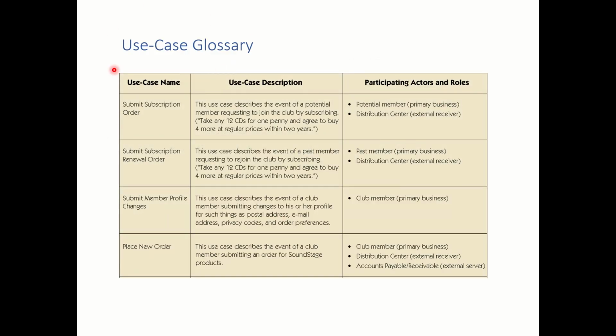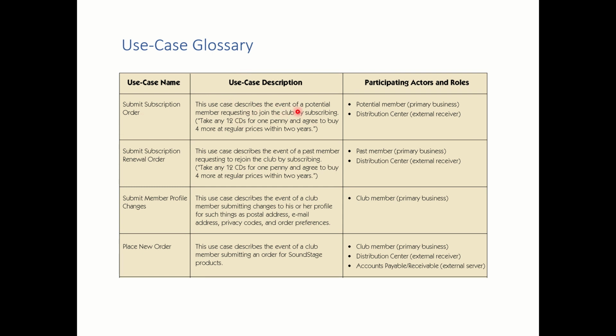Now this is what I told you about. This is nothing but the use case glossary. In the use case glossary, you will have all the information. Say you are coming out with an order use case, so submit subscription order is your first use case. Submit subscription renewal order is your second function. The third function is submit member profile changes, submit place order. These are all the major functions. If a person who doesn't know about your system comes and wants to know better about your use case glossary, I mean the use case diagram, then he can read this.